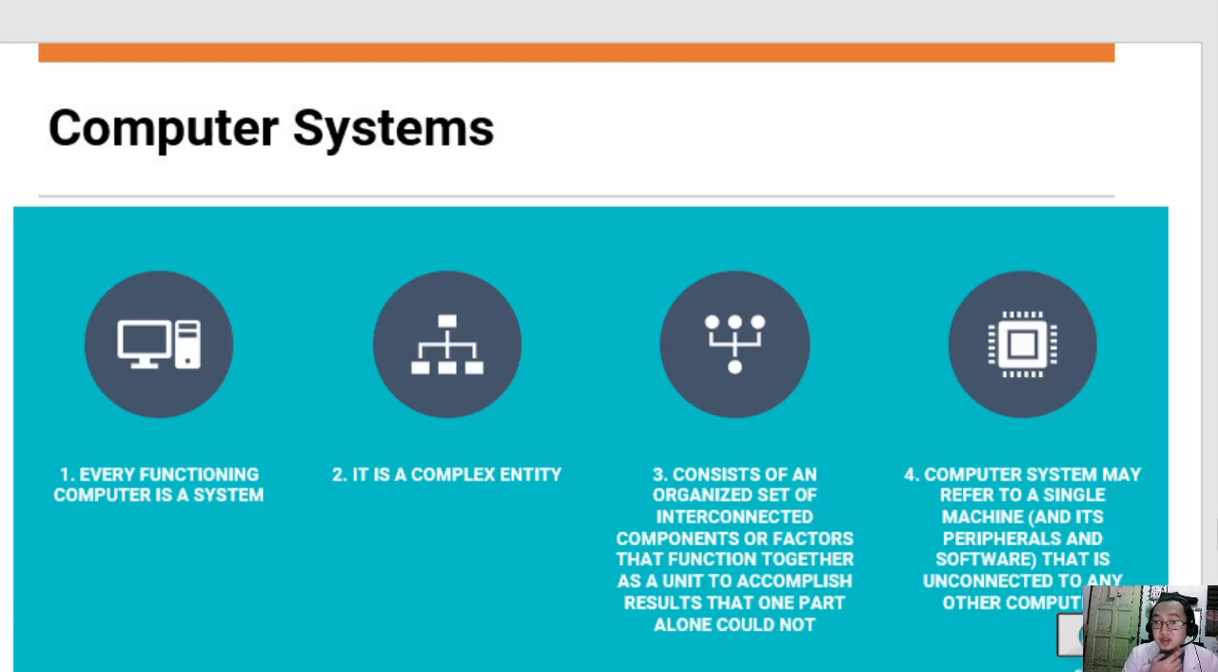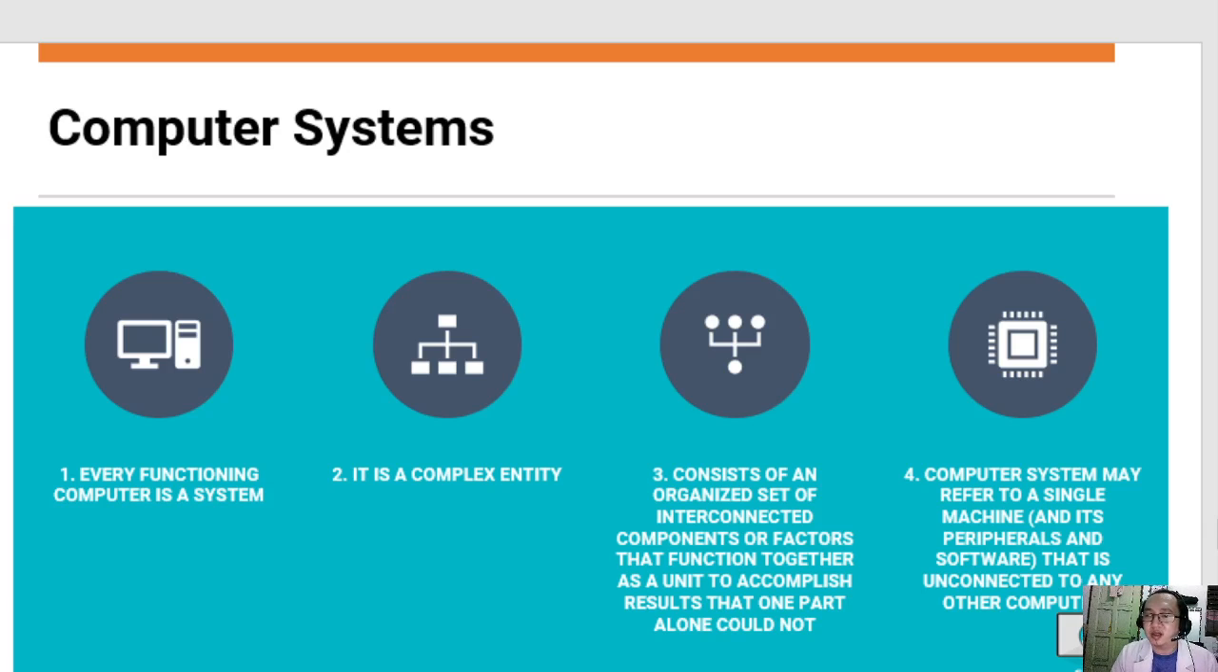Then we have computer systems also in this discussion. Every functioning computer is a system. It is a complex entity. Systems consist of an organized set of interconnected components or factors that function together as a unit to accomplish results that one part alone could not. So that's basically a definition of a system.